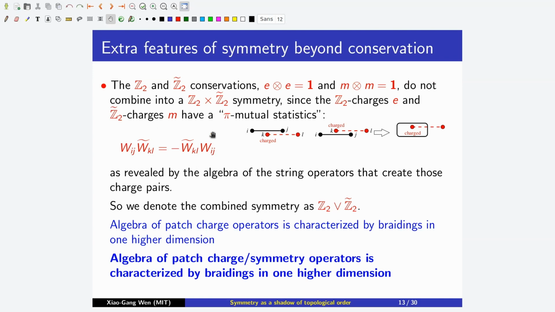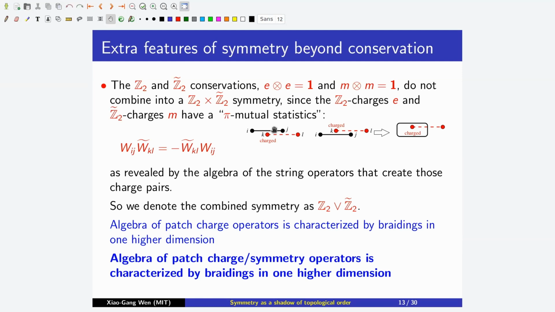And that is a new feature we try to say: this new feature is beyond the symmetry, beyond the conservation. And this point of view actually is very general. A local operator is nothing. However, when local operators form an extended operator, the end of the extended operator can be charged, and can also be fractionalized.